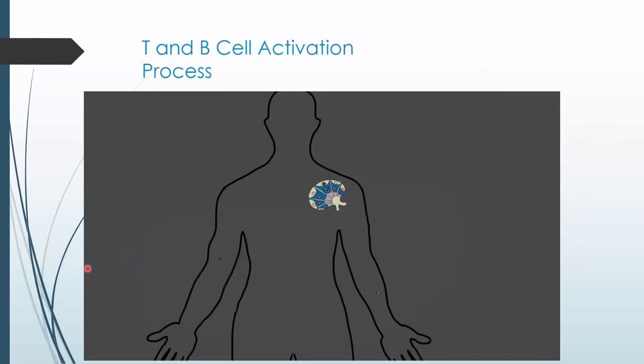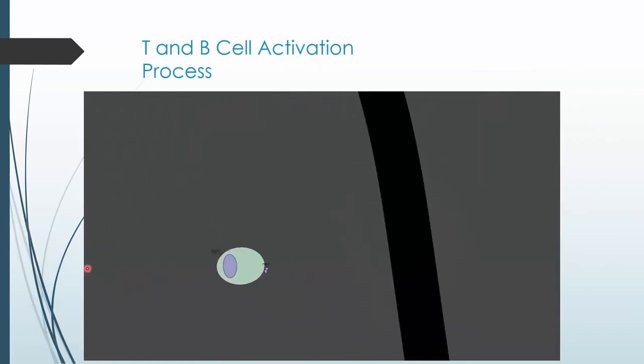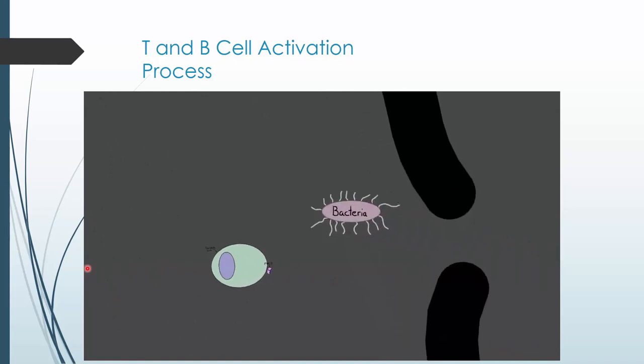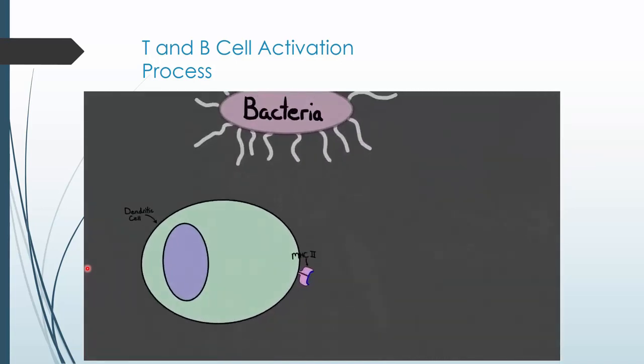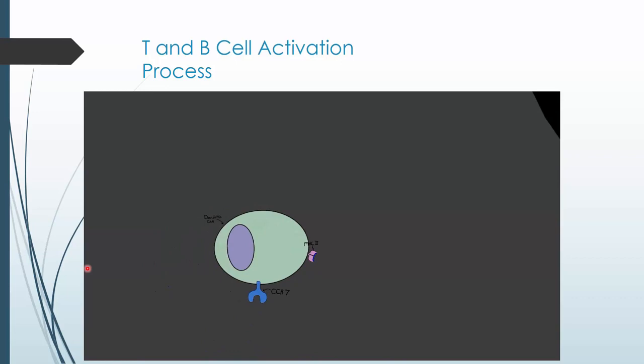If we have a dendritic cell in the periphery, the dendritic cell will pick up the pathogen and will become activated. When activated, the dendritic cell will express a protein CCR7. This will allow the dendritic cell to migrate to the HEV in the lymph node.